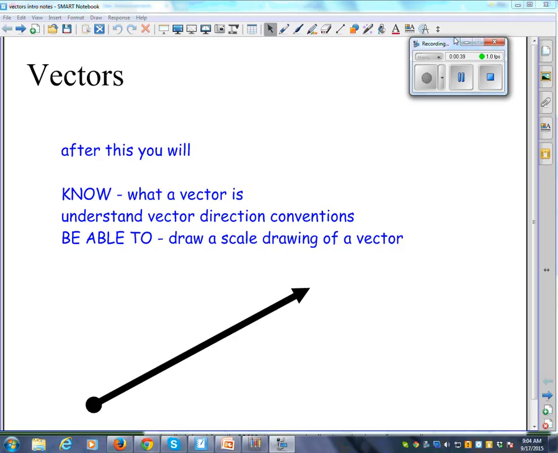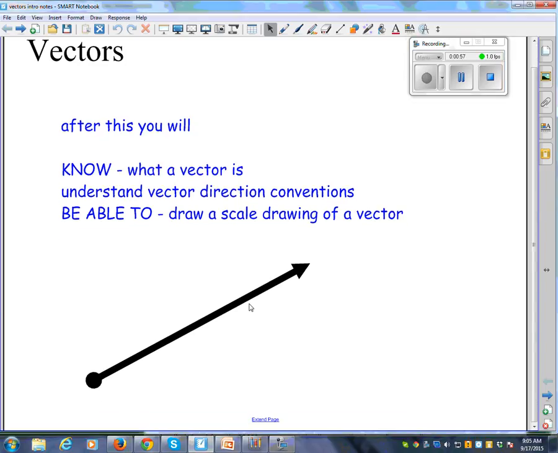So today, you're going to know what a vector is. We're going to understand vector direction conventions. There's actually 3 of them, so it's kind of like that bilingual thing. You've got to be able to speak different conventions and be able to draw a scale drawing of a vector. In the very near future, we're going to be adding and subtracting. So before we can do that, we need to draw vectors.